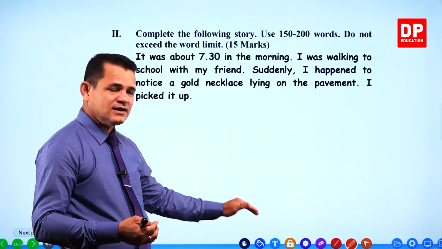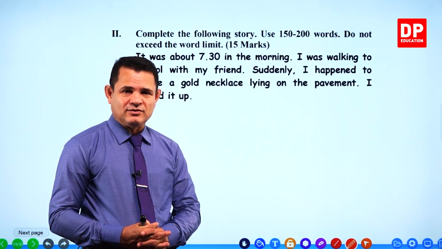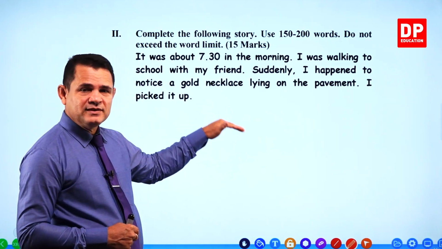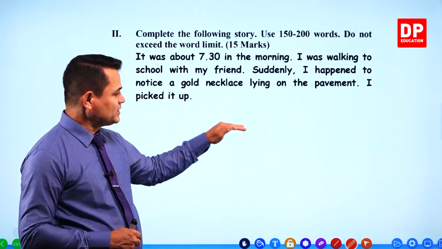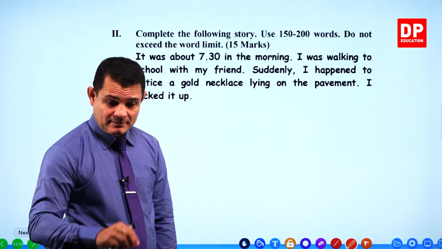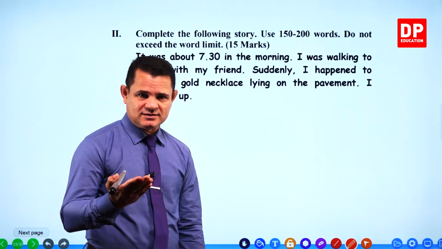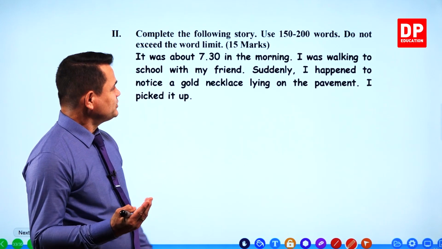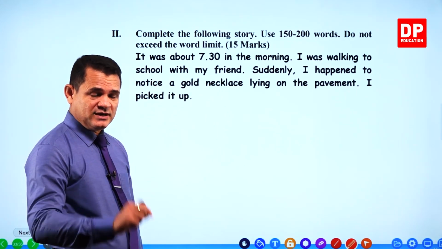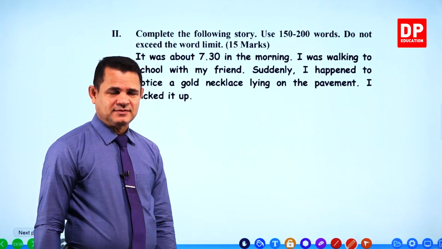Now from there, you have to build up the story. So now you can think of that, it is your imagination. Now how do you build up the story? Let's see that. Now you picked it up. You are going to school and you saw this and picked it up, the gold chain. You were walking with your friend, but you picked it up. What happened after that? What can you say?